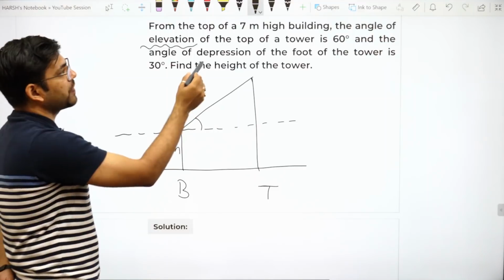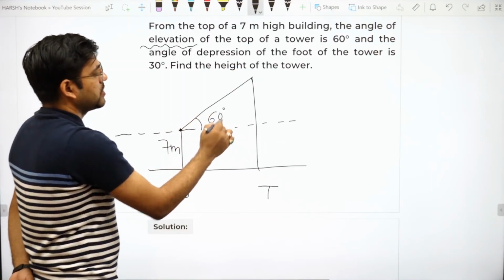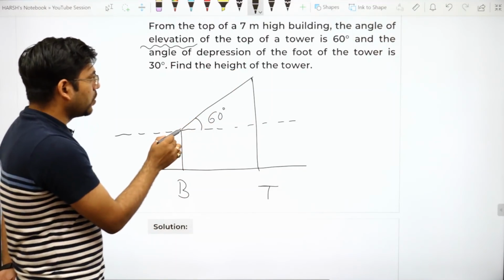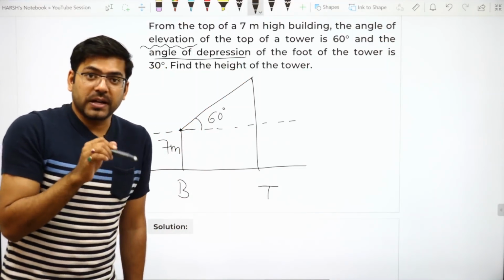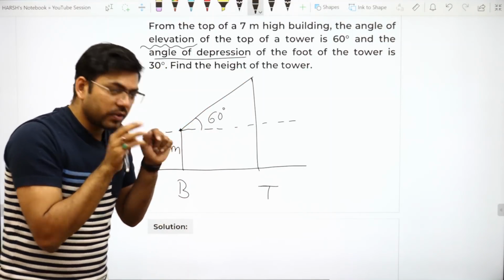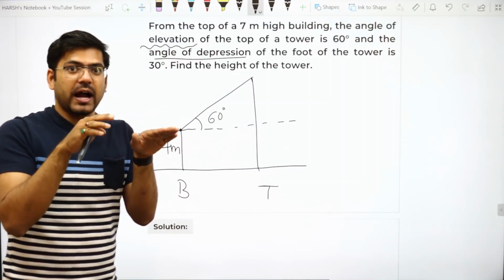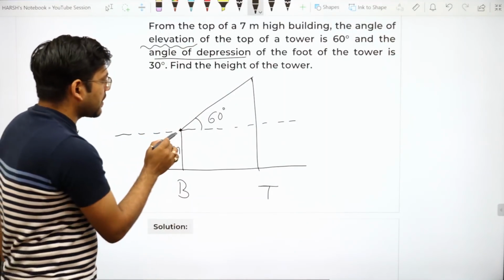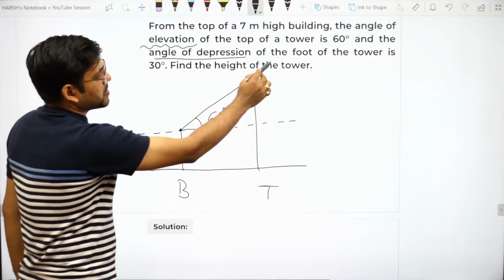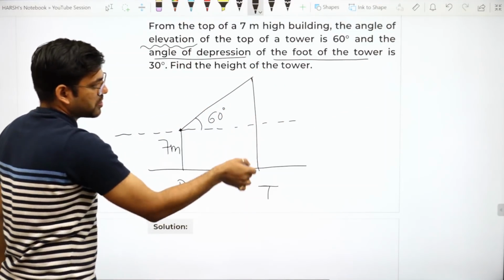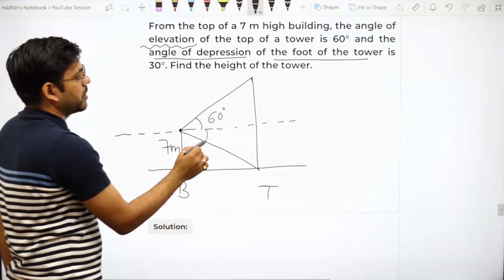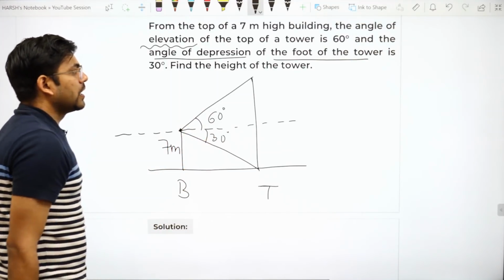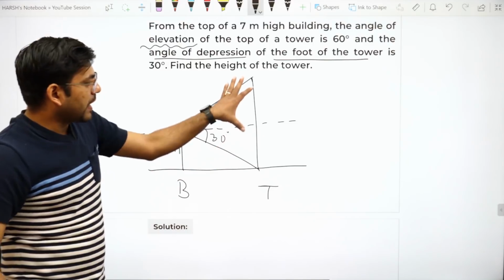From here the angle of elevation is given as 60 degree, and from here the angle of depression is given. Depression always comes whenever we look down, whenever we see something of a height less than our height. So that will be depression. So this is the angle of depression for the foot of the tower. This is the tower, foot of the tower would be this. Now this is 30 degree. You are given both the things, you have to calculate the height of the tower.